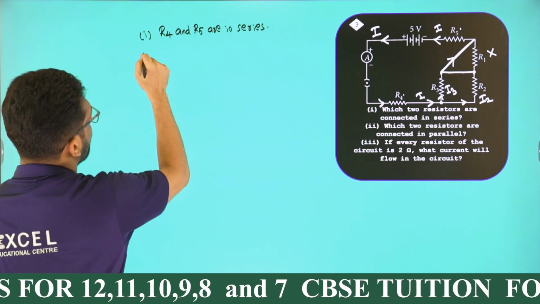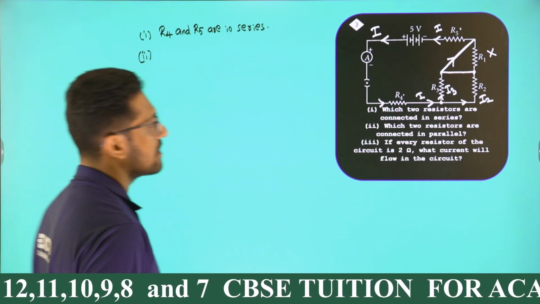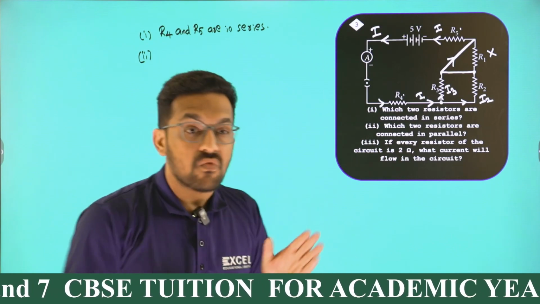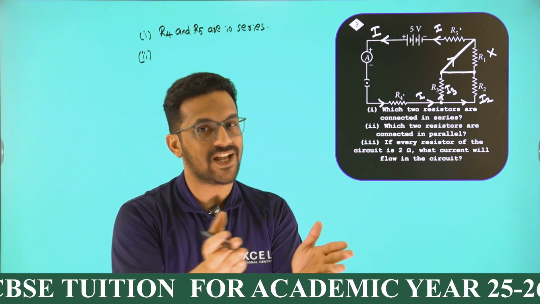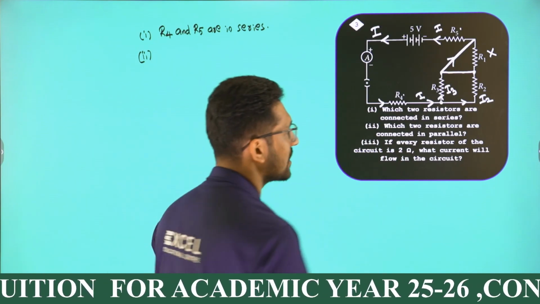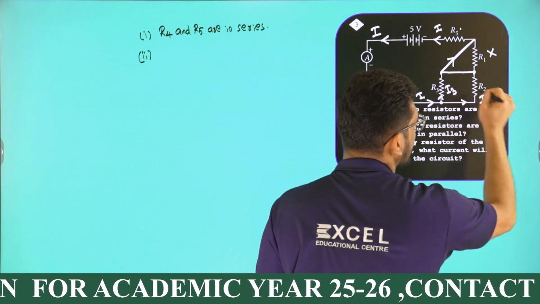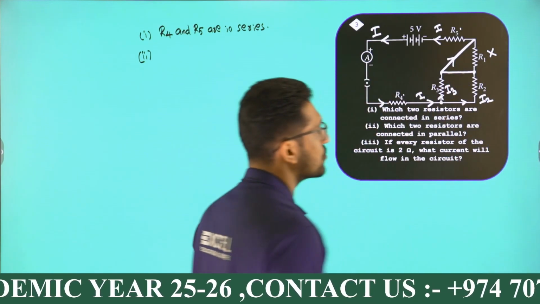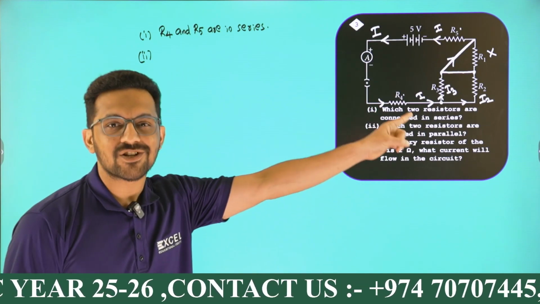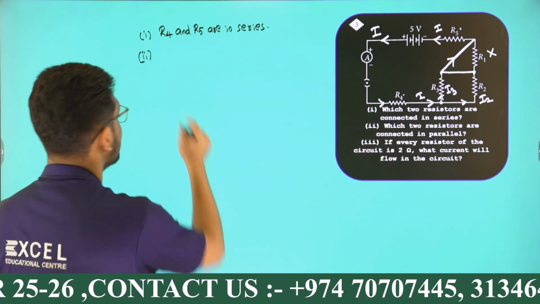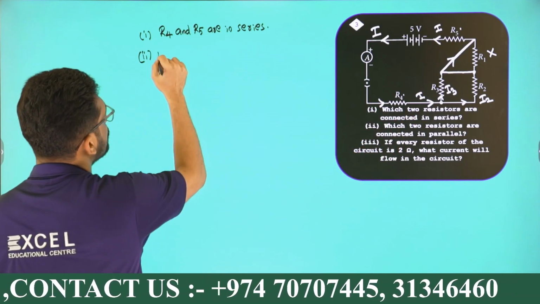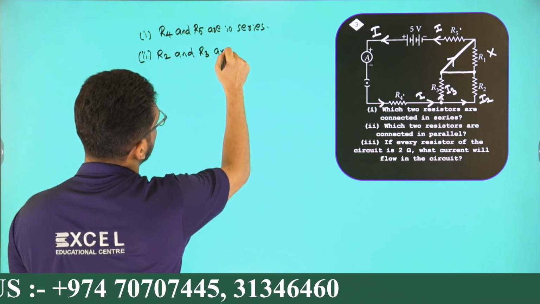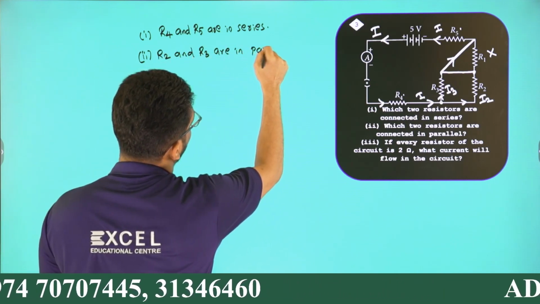Okay. Now look at the second question. Which two resistors are connected in parallel? Where the current splits, they will be in parallel. See, I3 and I2 flow through R3 and R2. That means R3 and R2 will be parallel. That is my second answer: R2 and R3 are in parallel.